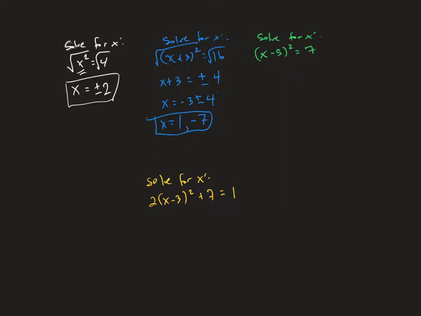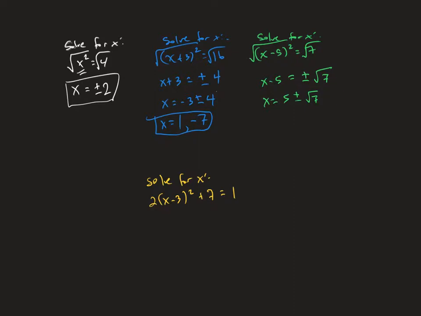So if we look at this green problem, again, two things to undo, but the square is the first thing we've got to do. X minus 5 squared, the square root of that is x minus 5, as long as I put a plus or minus on the other side. Square root of 7 doesn't simplify because 7 is a prime number. And then I'm going to move my 5 to the other side. So you get 5 plus or minus the square root of 7.